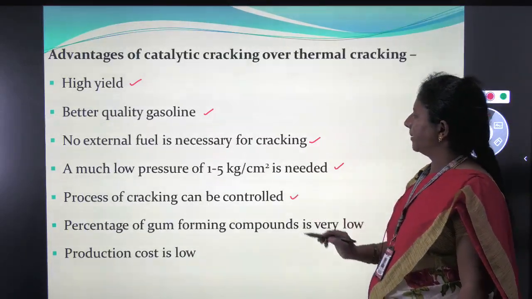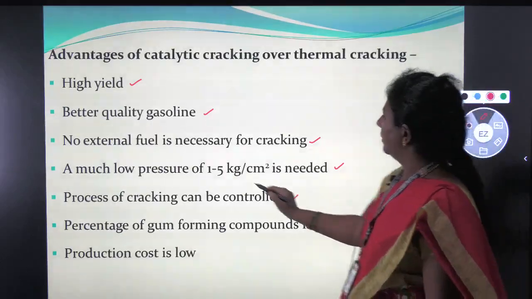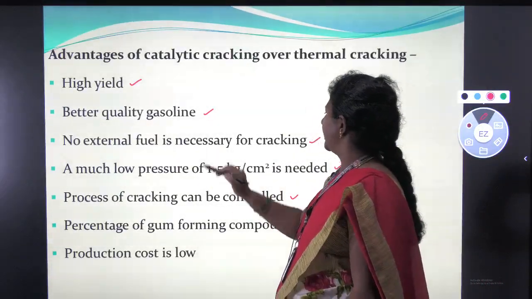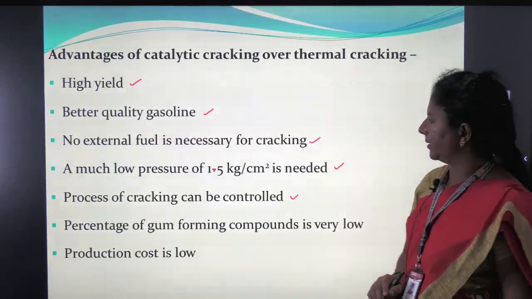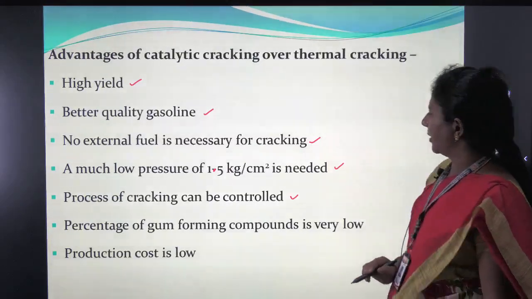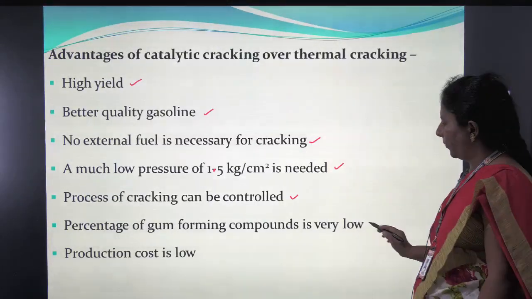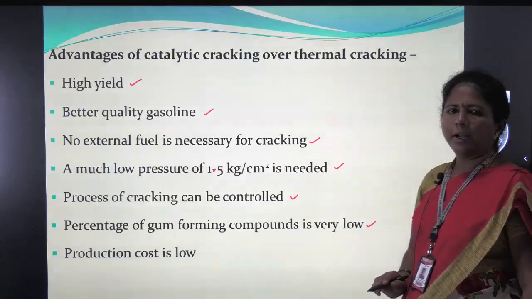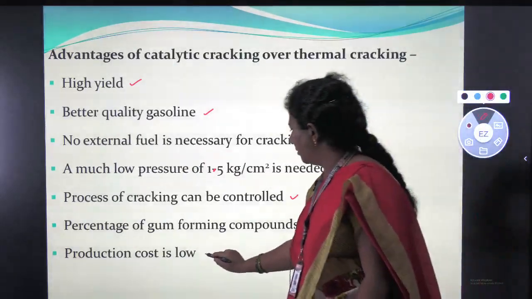The process of cracking can be controlled. Here a pressure of 1.5 kg per centimeter square is needed. The percentage of gum forming compounds is very low, and production cost is also low.